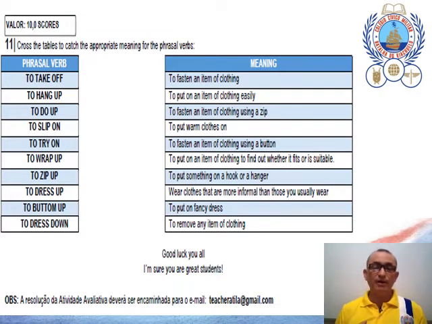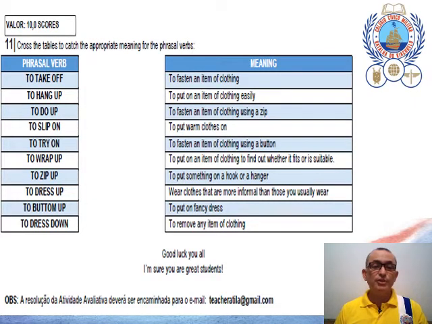Eu estou dizendo aqui, ó. Cruze as tabelas, né? Faça um cruzamento, uma ligaçãozinha, né? Entre as tabelas para encontrar o sentido apropriado, o sentido correto, né, para os verbos frasais. Então, eu vou ter verbos frasais na coluna da direita e à esquerda eu vou ter o significado. So, I'll have phrasal verb on the column to the right and meaning to the column to the left. Let's go.